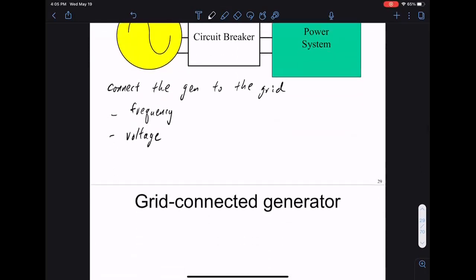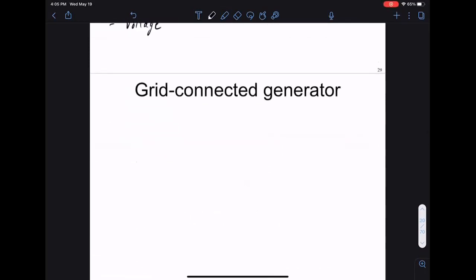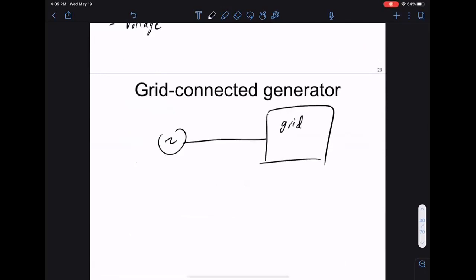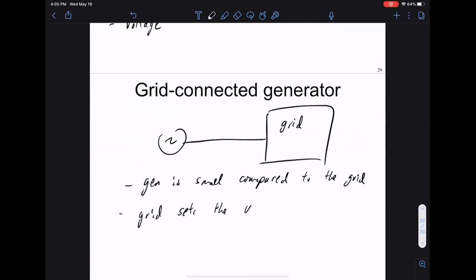So the way we're gonna view a generator connected to a grid is the following. I have the grid on this side, and a generator on this side. What we'll assume is that the generator is small compared to the grid. What this means is the grid sets the voltage and the frequency. So if you're a generator and you connect to the grid, the grid will set the frequency and the voltage you should work with.